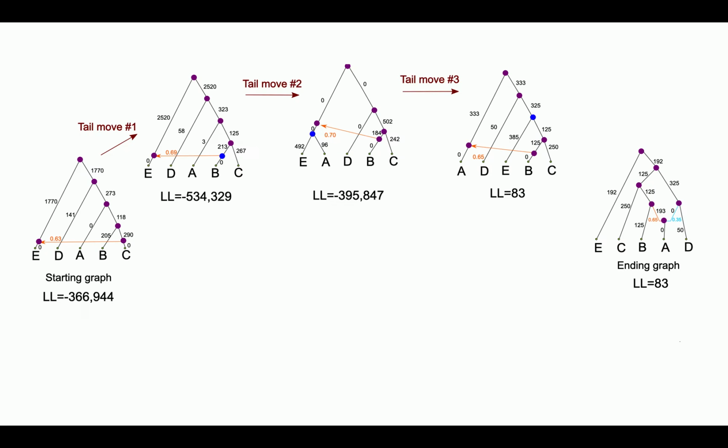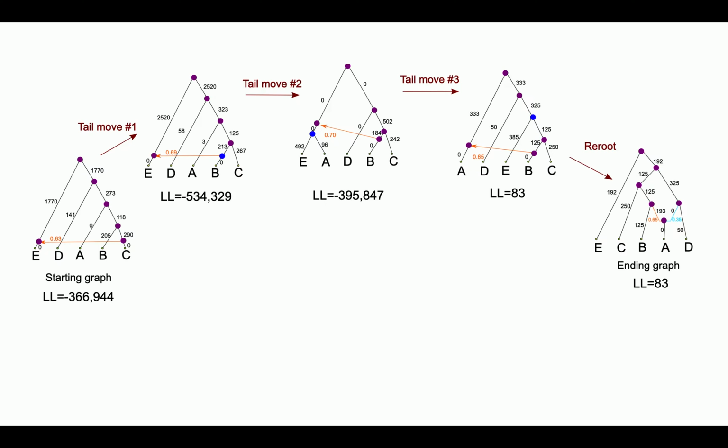And with a brute force analysis, we found that it requires at least 3 tail moves to transform our starting graph into the ending graph. Note that the graphs are different in terms of the position of the root, but again, this doesn't impact the likelihood score because the position of the root is not identifiable. Other than that, it must be ancestral to the admixed populations. So we could just reroute the graph.